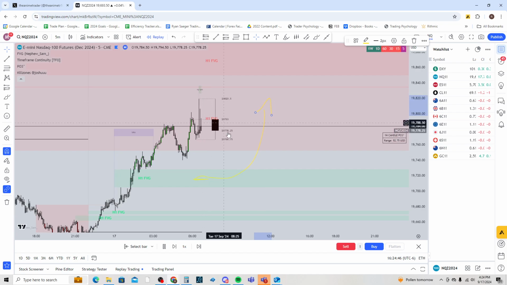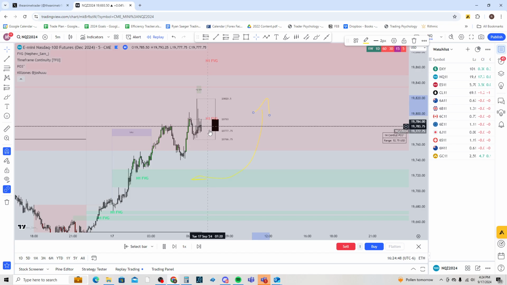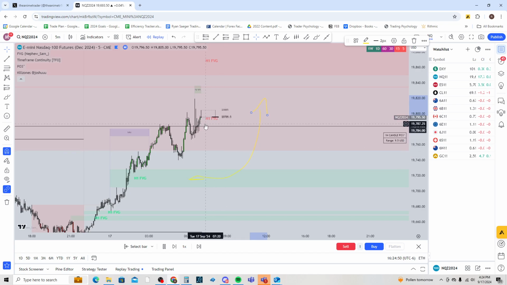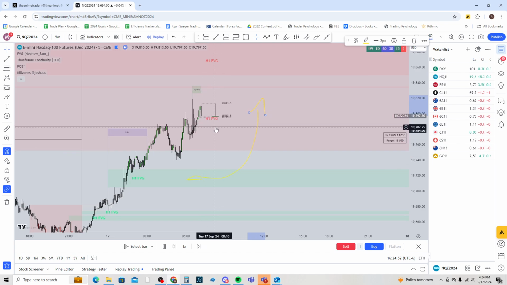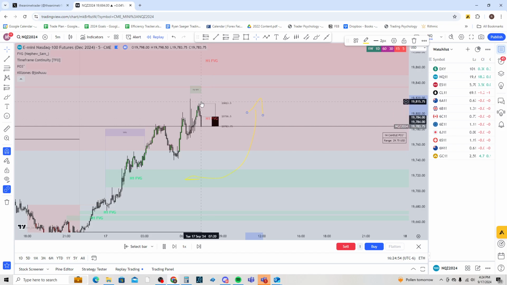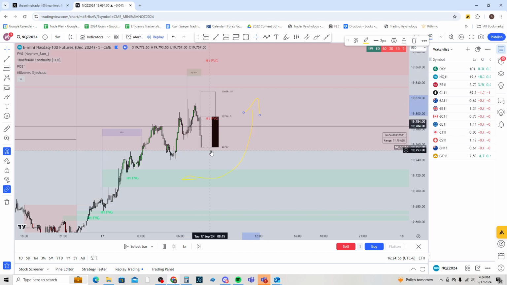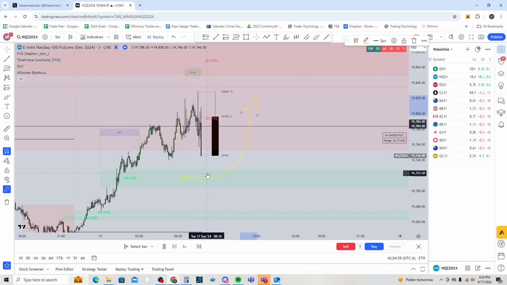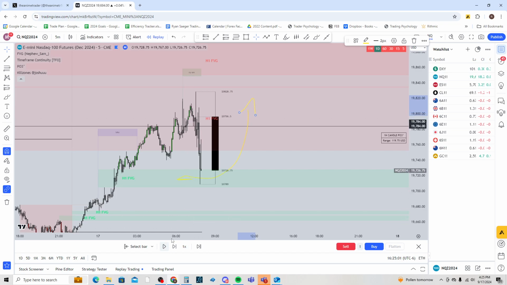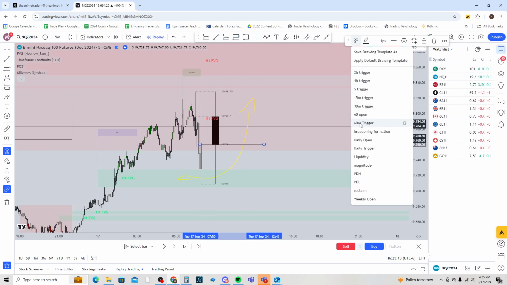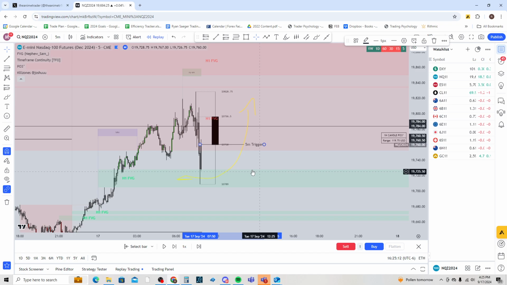AM session starts. Nothing I love in here, just the fact that we were hovering around external range liquidity. Could frame up a short here if you wanted to, which is what ends up happening. Just not very clean price action, but we do dip into this fair value gap, and obviously we see a nice 2-2 reversal on the 5 minute. So there's our 5 minute trigger. Basically the same thing that happened yesterday that I went over in the video.